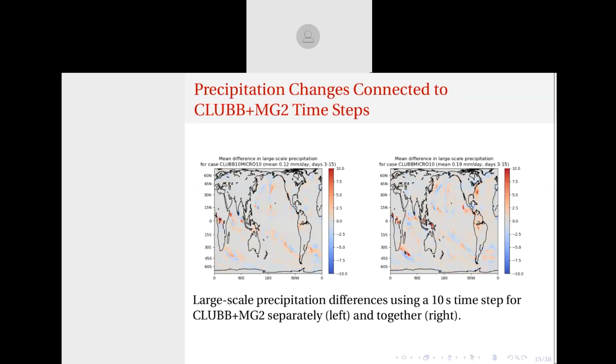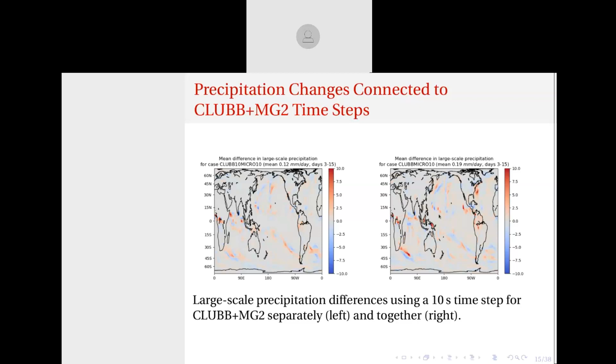So here is a plot a little bit similar to the one I showed before, but for 15-day runs, so it is a much noisier plot. On the left is what happens if you take a model with mostly its default settings and change CLUBB and MG2 time steps to 10 seconds. On the right, you do the same thing, but you also allow CLUBB and MG2 to talk to each other. You have them coupled at that 10-second interval. The only difference between these two runs is having the same time step for those particular parameterizations.